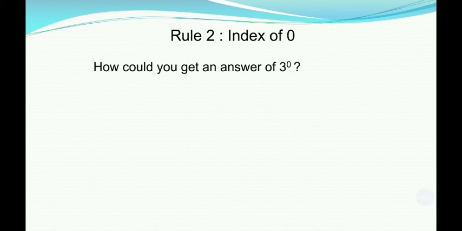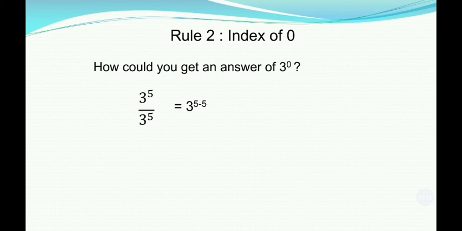Next, law number 2, index of 0. How could you get an answer of 3 to the power of 0? Suppose if we have 3 to the power of 5 divided by 3 to the power of 5, you can write it as 3 to the power of 5 minus 5. You can use the negative index rule here. Since 3 to the power of 5 is in the denominator, when it comes to the numerator, the sign changes. It becomes 3 to the power of minus 5.